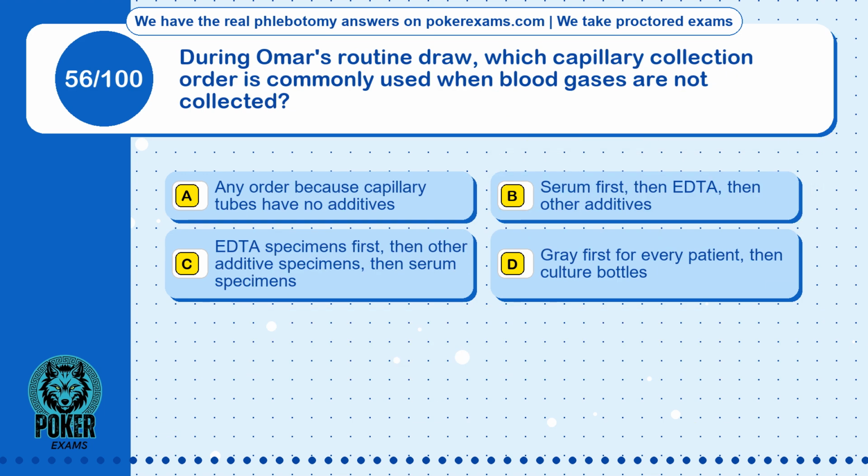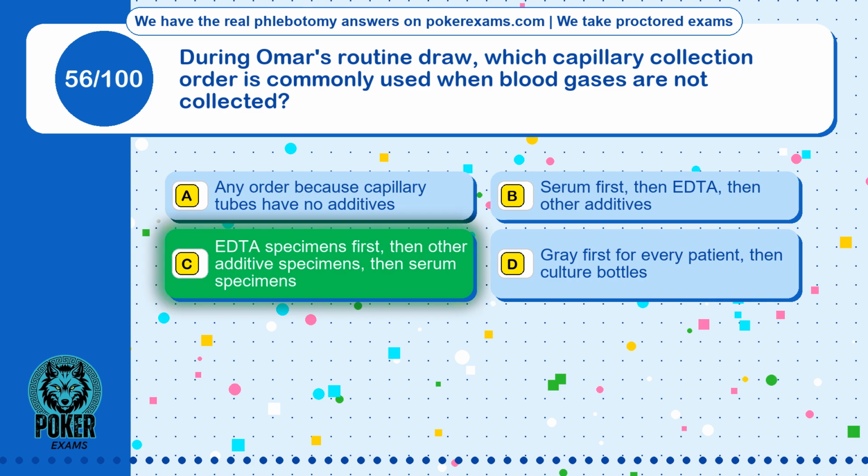Question 56. During Omar's routine draw, which capillary collection order is commonly used when blood gases are not collected? Option A. Any order because capillary tubes have no additives. Option B, serum first, then EDTA, then other additives. Option C, EDTA specimens first, then other additive specimens, then serum specimens. Option D, gray first for every patient, then culture bottles.